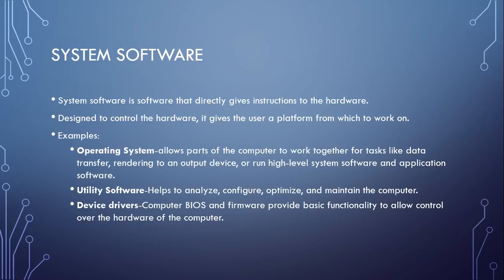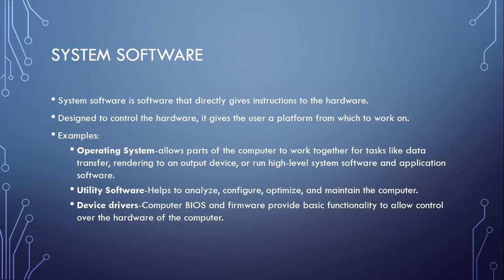So some examples of this would include things such as the operating system, which obviously allows parts of the computer to work together for tasks like data transfer, rendering to an output device, or running high-level system software and application software. You also have utility software. This helps to analyze, configure, optimize, and maintain the computer. This would be things such as your antivirus programs, or let's say CCleaner, which is a utility software. Any kind of thing which looks to maintain the computer to keep it in an optimized state is typically regarded as utility software.